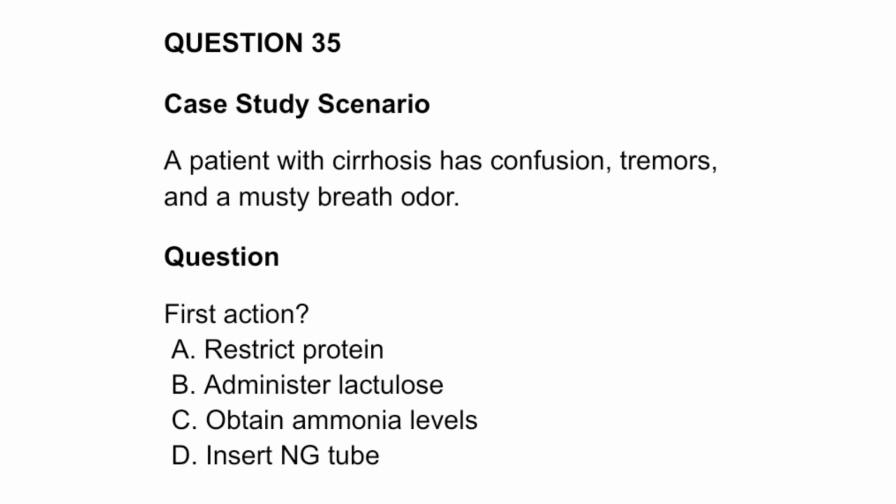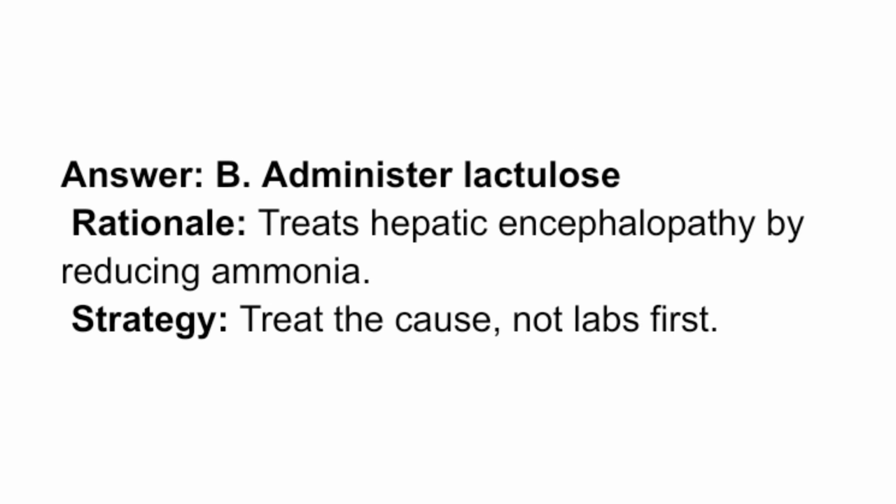Question 35. Case study scenario. A patient with cirrhosis has confusion, tremors, and a musty breath odor. Question: first action. A. Restrict protein. B. Administer lactulose. C. Obtain ammonia levels. D. Insert NG tube. Answer: B. Administer lactulose. Rationale: treats hepatic encephalopathy by reducing ammonia. Strategy: treat the cause, not labs first.